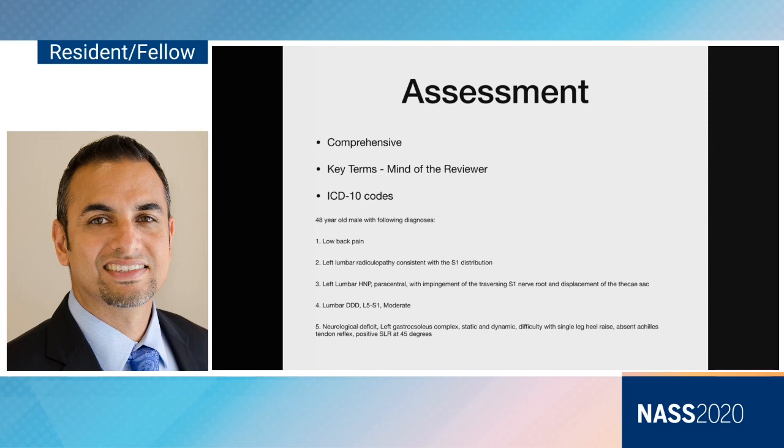In the assessment section, I like to make this section pretty comprehensive. So I sort of view this section as where I'm going to use my key terms and take the role of the reviewer. So you can think in terms of ICD-10 code, so lumbar radiculopathy, M54.16, lumbar spinal stenosis, M48.06. If you think about these codes that you use in your operative report, you can try to also include them in the assessment section because that's what the reviewer may be looking for.